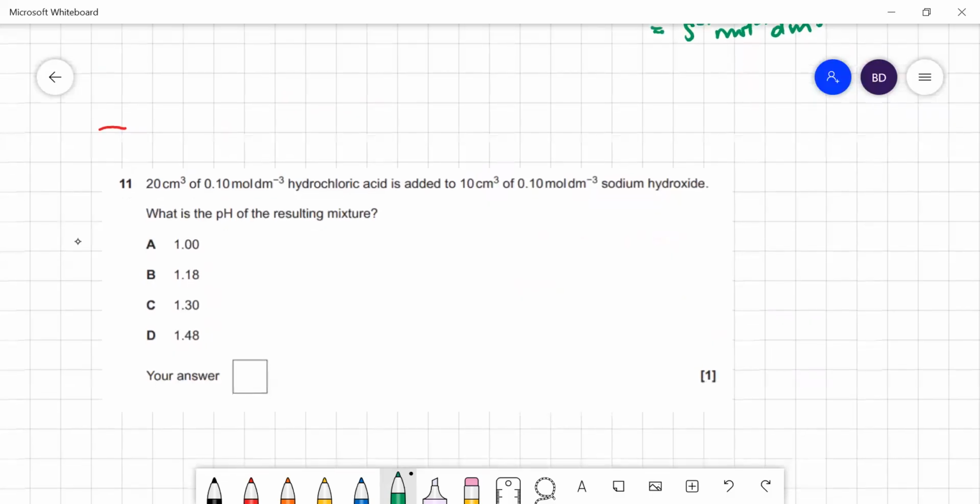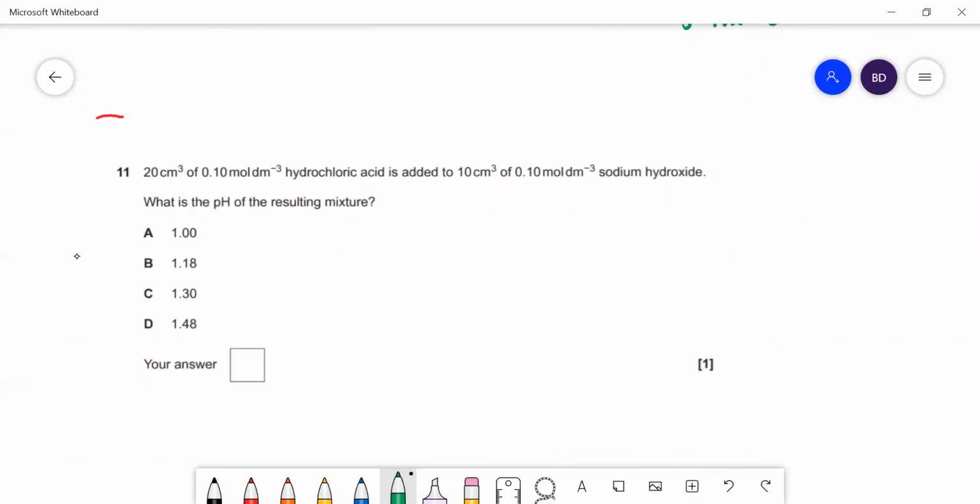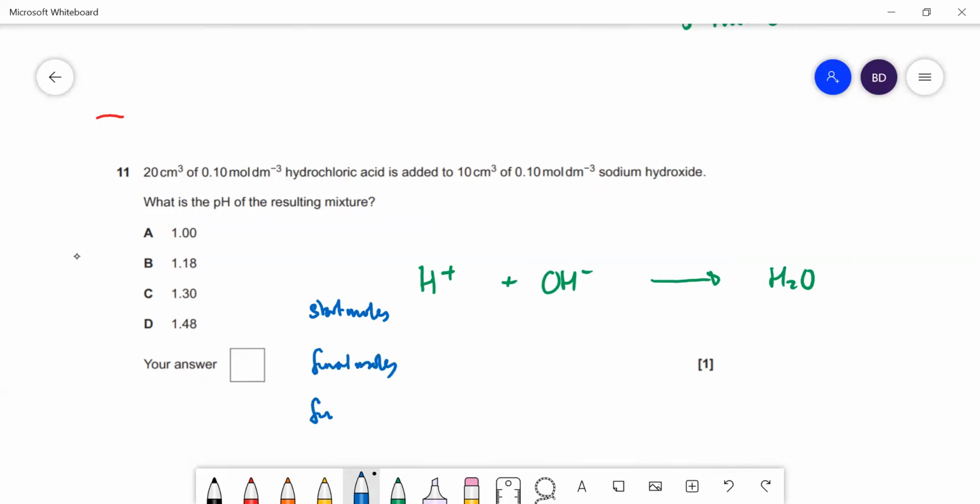Okay, right, now this is quite a lot of work for this question here. So we've got hydrochloric acid reacting with sodium hydroxide. Okay, so we're going to have this equation. I would probably do it like this: H plus from the acid, OH minus from the alkali, going to give us H2O, and I would put down here start moles, and before they react, and then final moles and then final concentration. Okay, let's do that.